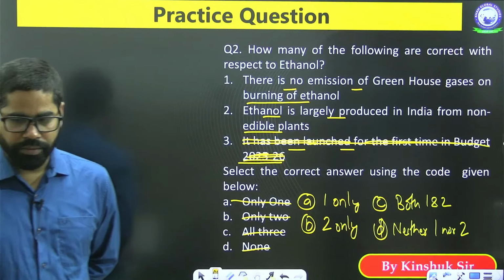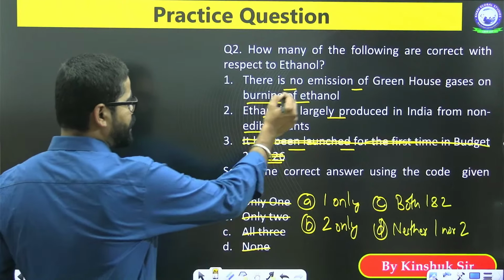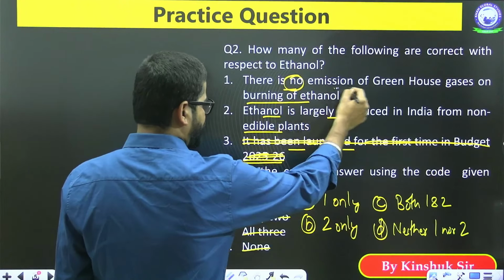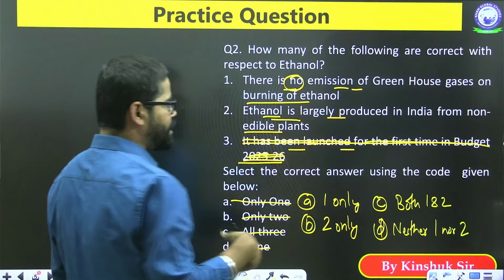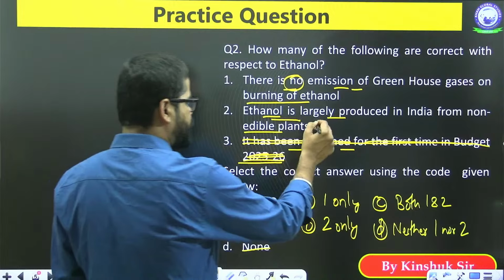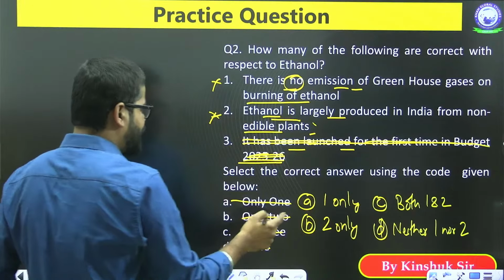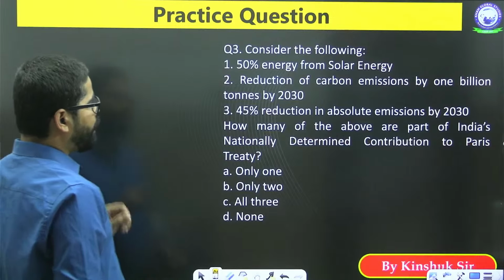D option will be correct here, because both of these statements are incorrect. There is emission of greenhouse gas, but it is no new addition. And at the same time it is not produced from non-edible plants. So both are incorrect. Answer is D option.